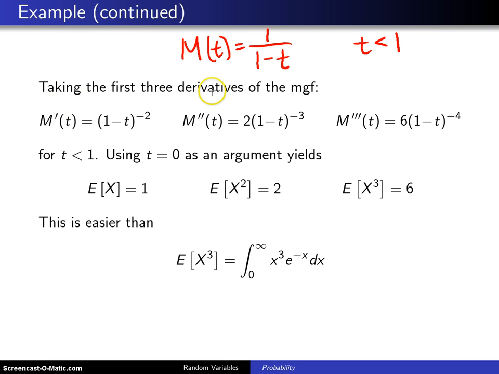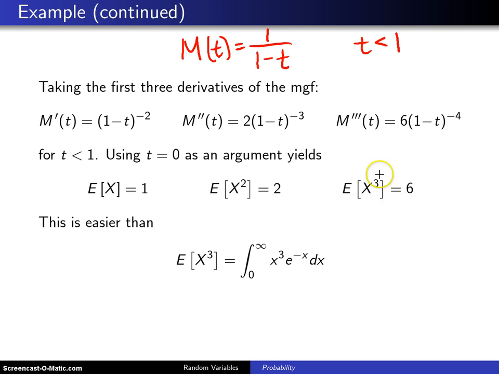You can take 3 derivatives of this. Here is the first derivative of that function, and here is the second derivative of that function, and here is the third derivative of that function. Then using our theorem, we plug in t equals 0. When you plug in t equals 0 here, you get a 1. Plug in t equals 0 here, you get 2. Plug in t equals 0 here, and you get 6. This is the expected value of x, expected value of x squared, and expected value of x cubed, and that's how you use a moment generating function.